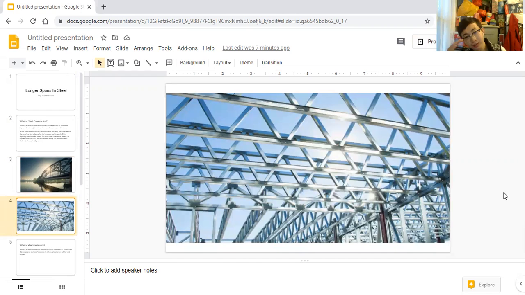Looking at this picture, you can see that when the steel is getting shined by the sun, it looks shiny. As you can see from the reflection on the top of the steel, it looks like a mirror effect.